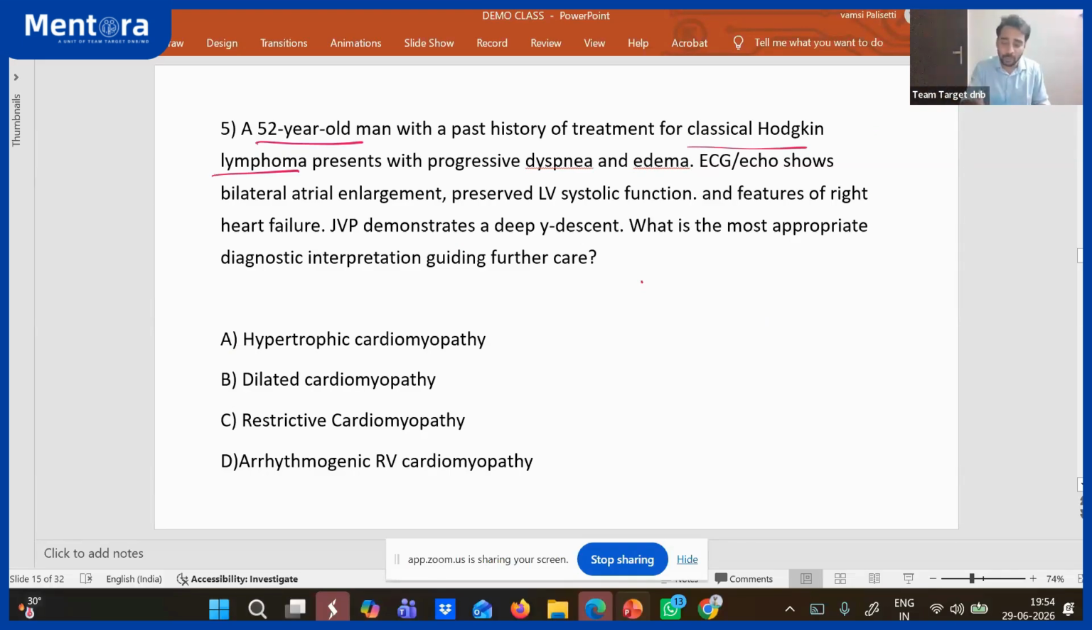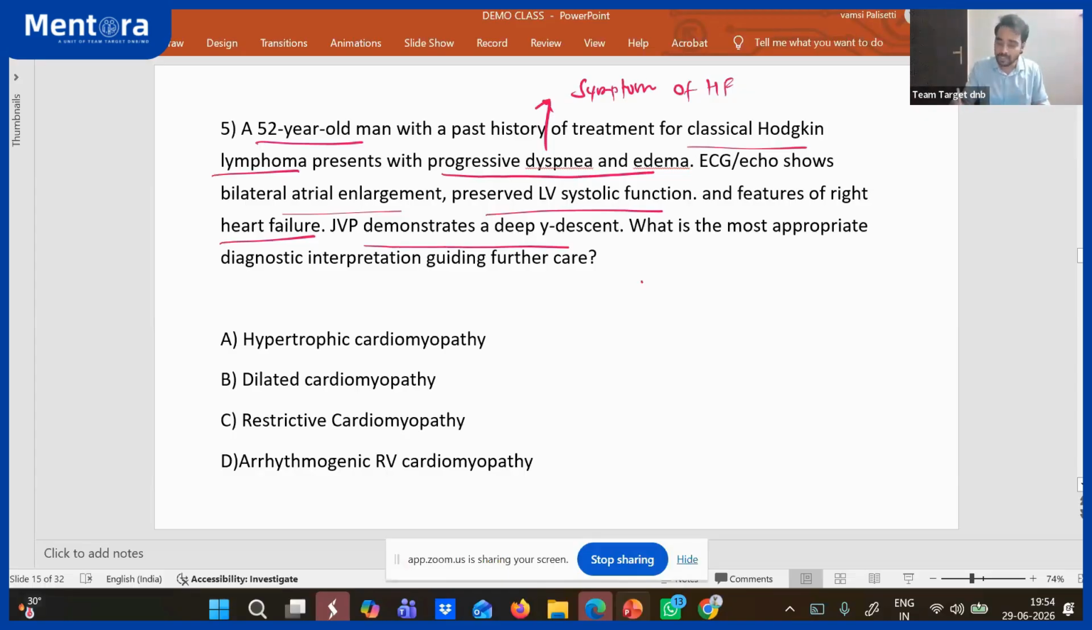Okay. Now presents a progressive dyspnea and edema. So the patient has a progressive dyspnea and edema. It indicates your symptoms of heart failure. Accepted. The patient has dyspnea and patient has edema. Maybe symptoms of heart failure. And echo shows bilateral atrial enlargement, but preserved LV systolic function. Very important. And features of right heart failure. JVP shows deep wide descent. What is the most appropriate diagnostic interpretation guiding further care?